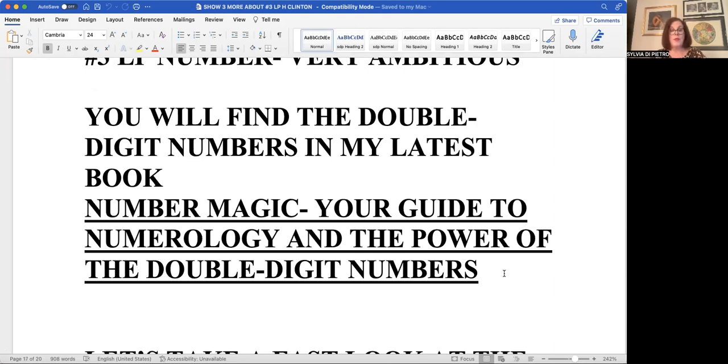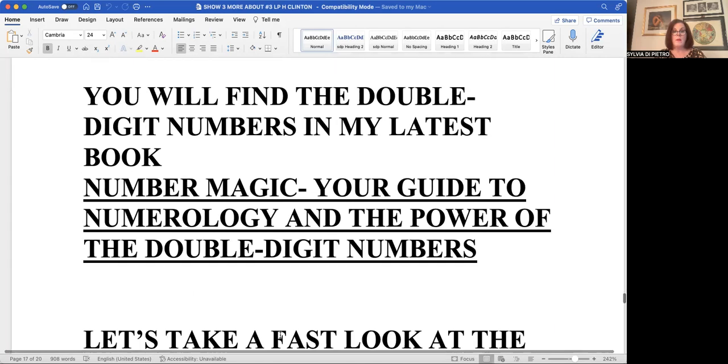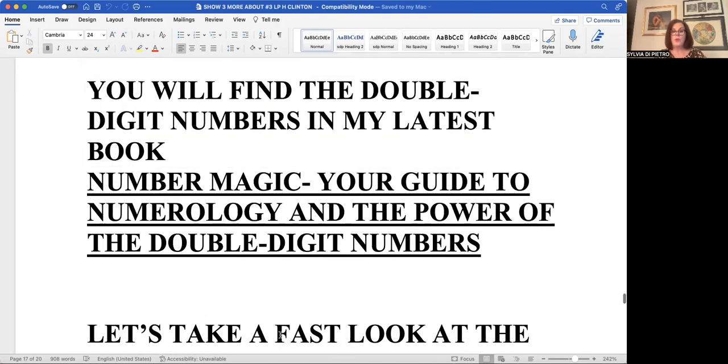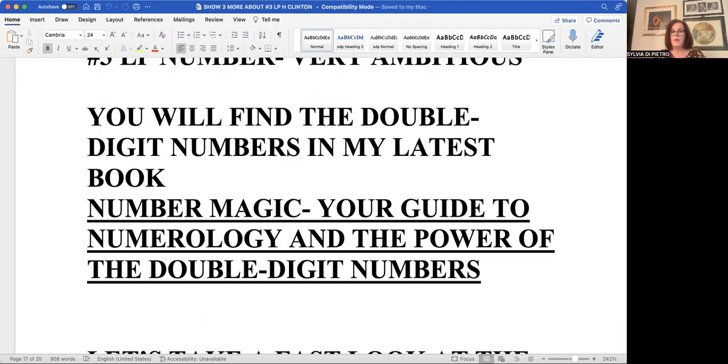If you want to know more about double-digit numbers, I have a number of books out there. I don't know if this is going to come up, but we're going to try and see. I'll show you the books that I have up there. Let's see if you can see this. I won't know until I see it later, but I have 4 books posted out there. One is Live Your Life by the Numbers, Volume 1 and Volume 2, Raise Your Kids by the Numbers, which is all about children, and Number Magic, which is the number of the double-digit numbers and the power of the double-digit numbers.